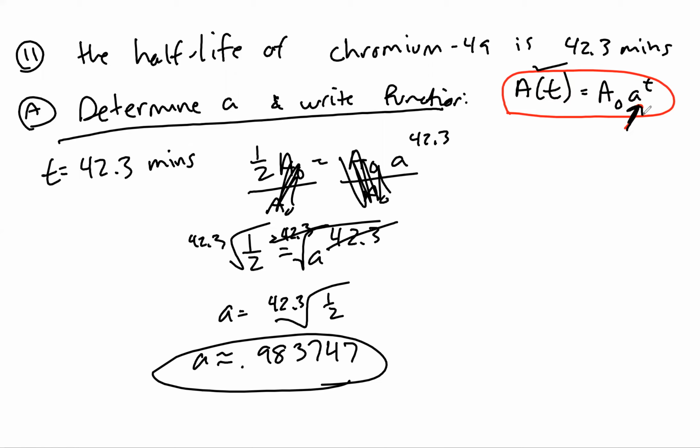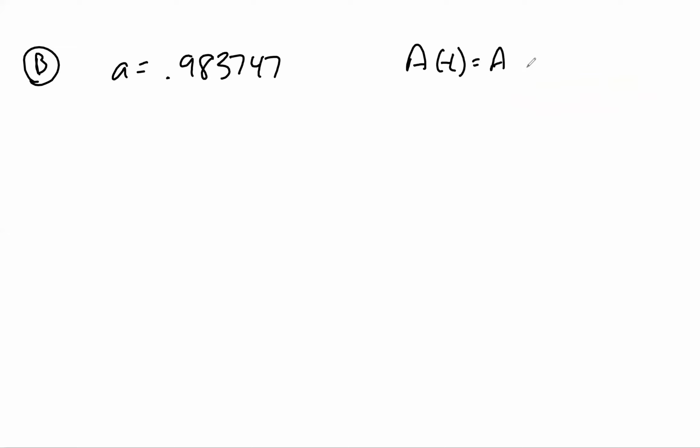Okay, so let's take a look at letter B. So this is part B. And we got A to equal 0.983747. And the function that I know I need to use is A sub t equals A sub 0 times A to the t. We'll do B and C on the same page so that you can see them, okay?